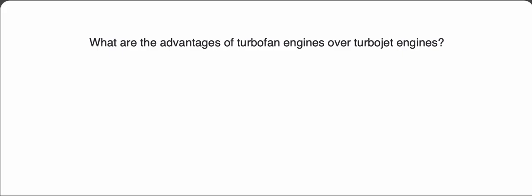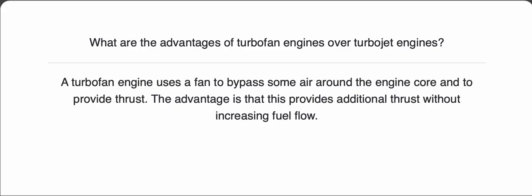Starting with question 1. What are the advantages of turbine fan engines over turbojet engines? A turbine fan engine uses a fan to bypass some air around the engine core and to provide thrust. The advantage is that this provides additional thrust without increasing fuel flow.